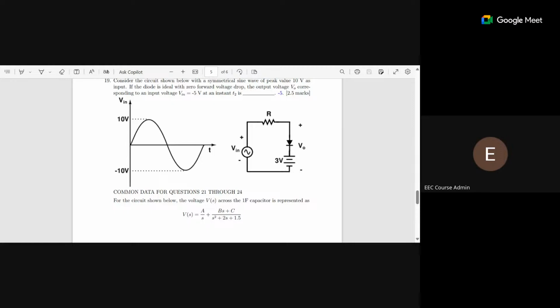Correct. This is first of all a clipping circuit. Is it a positive clipper or a negative clipper? I think positive clipper only. Positive clipper, which clips at plus 3 volts. Yes, ma'am. We are asked to calculate the output corresponding to Vin of minus 5 volts.